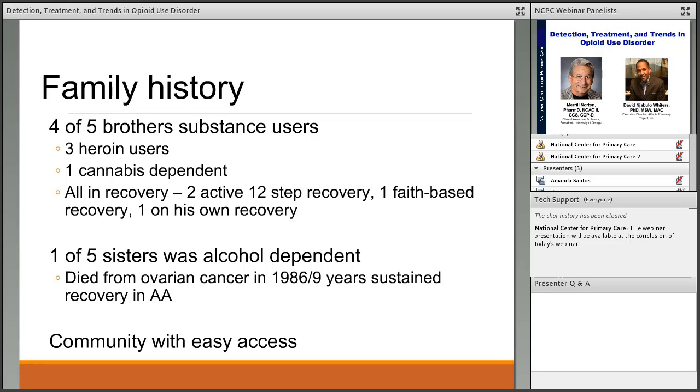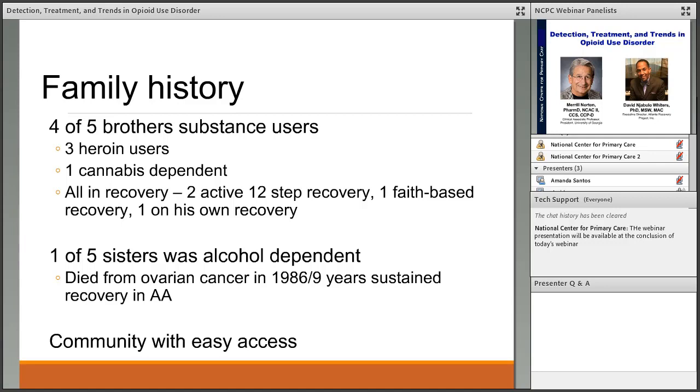And the other thing, too, is one of my other brothers, who's a younger brother, is cannabis dependent. And I'm happy to report that all 4 of my brothers are in recovery. I was the first one to get in recovery, and then they followed me. 2 of them are active in 12-step recovery. 1 sustains his recovery solely in a faith-based community. He's also Christian. And my younger brother, who was cannabis dependent, or a marijuana addict, even though he went through treatment and started out in a 12-step recovery program, he now sustains his recovery just by not using.